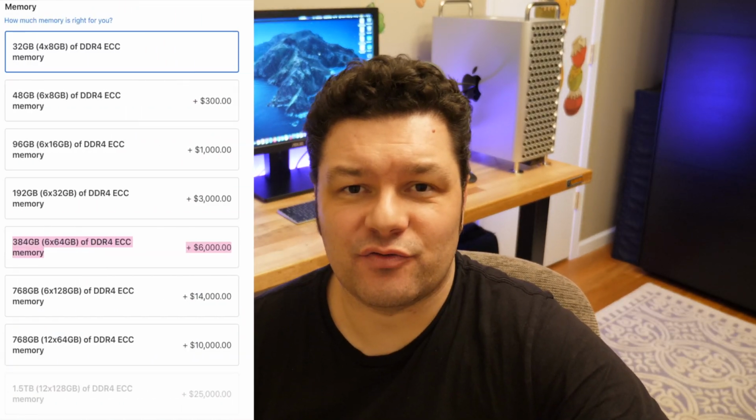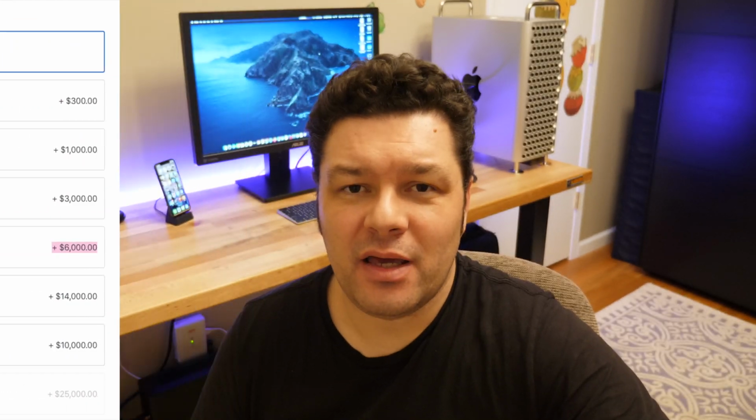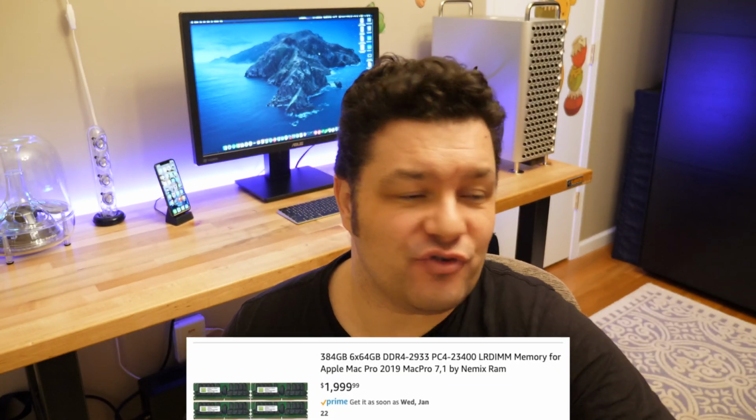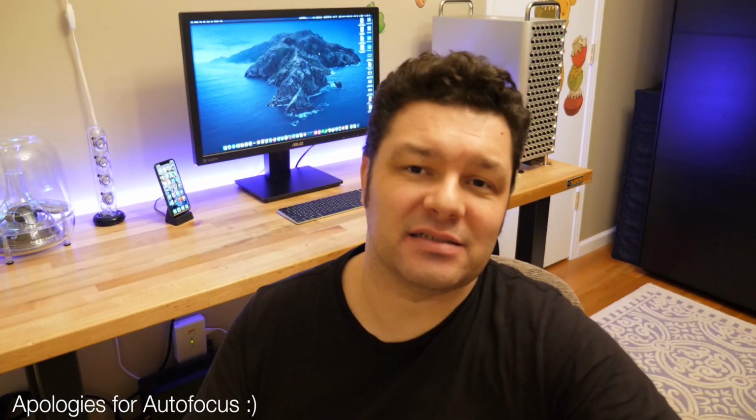So lessons learned here, or lessons to be learned. Number one is do not buy RAM from Apple. They would want to charge you $6,000 for 384 gigs of RAM, where on Amazon you can get it for $2,000. I did not have to purchase this just because the same memory that I use in my lab downstairs in the basement in my ESXi hosts is identical server memory that the Mac Pro needs. So for me, this was actually free of charge.